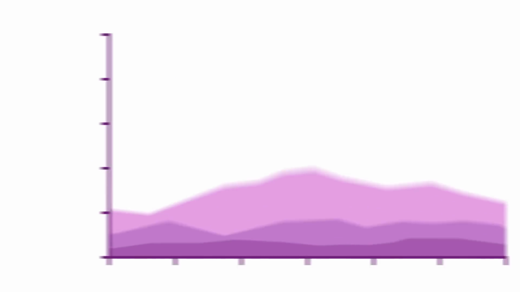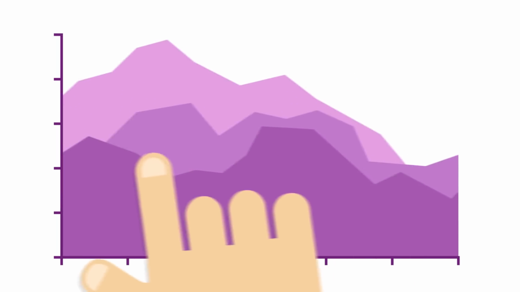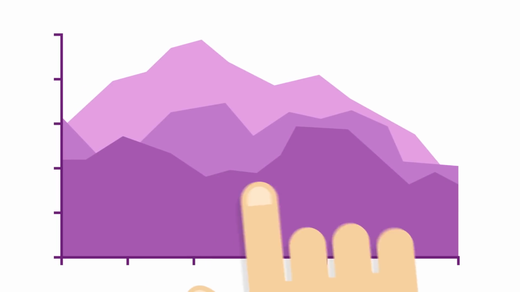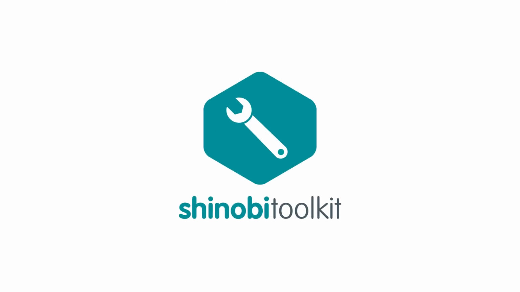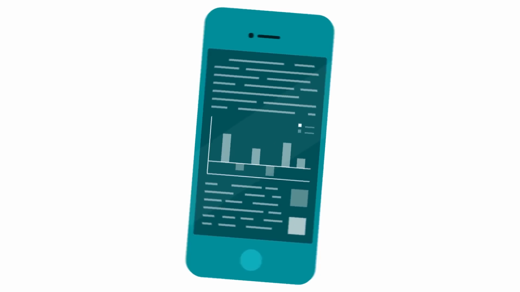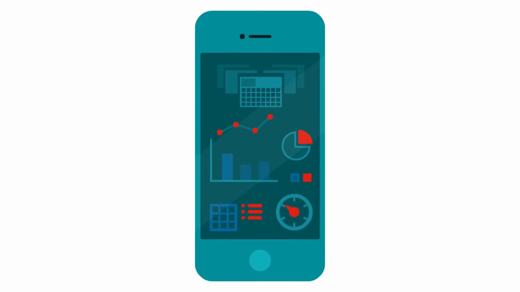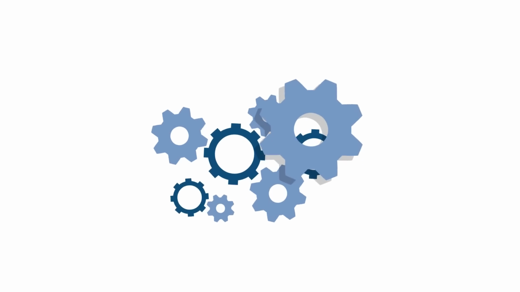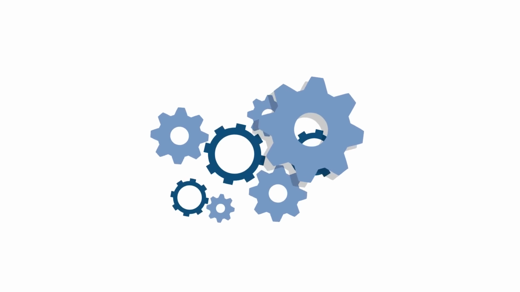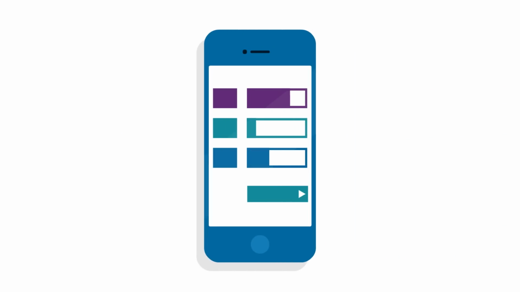Shinobicharts are native, high-performance charts with interaction and intuitive gestures that handle thousands of data points in real time. Shinobitoolkit provides user interface tools that fuel the rapid development of engaging apps. Shinobiforms uses our efficient and flexible technology to facilitate elegant data collection from apps.